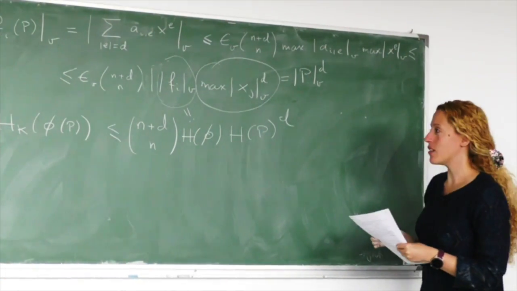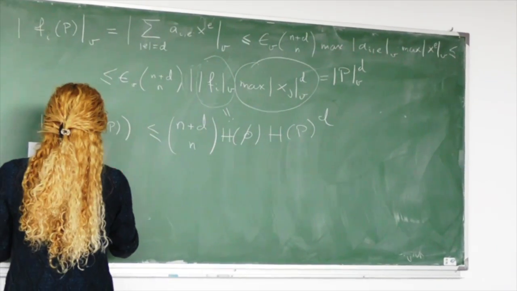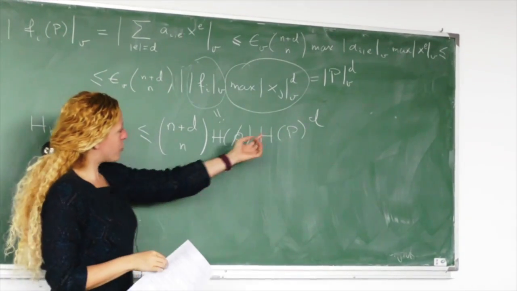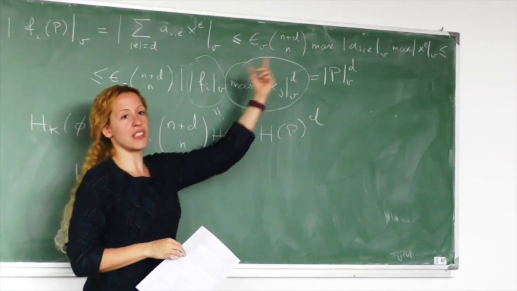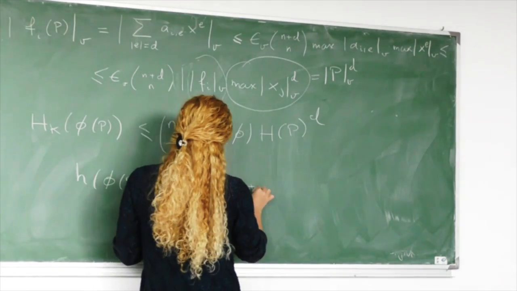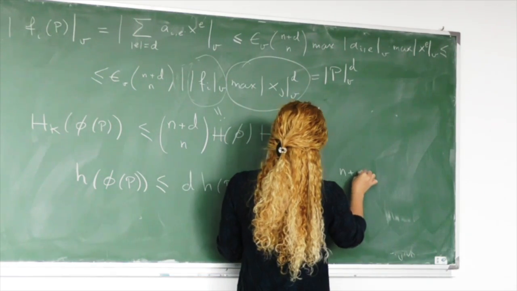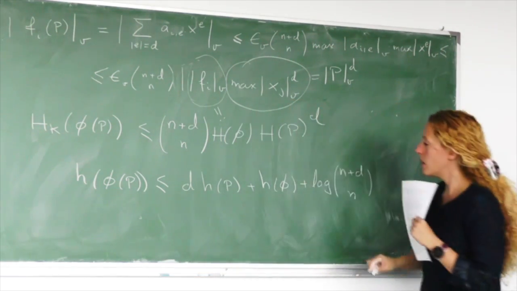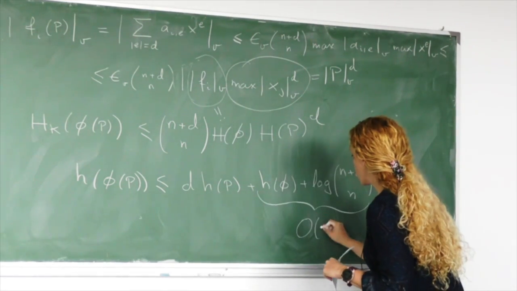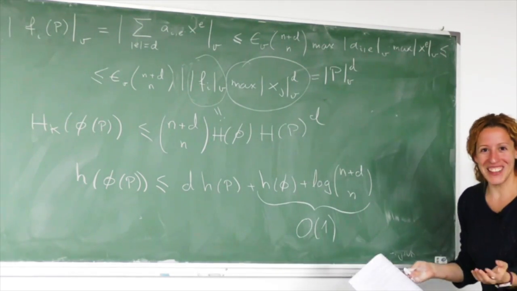So now I'm going to take logarithms of this expression. Then we get that the logarithmic height is less or equal. For the logarithm, this exponent goes down, and this constant is something that we add: d times h of P plus h of phi plus the logarithm of n plus d over n. And all this is the constant that doesn't depend on the point, which we call O of 1. So we're done. We have the first inequality.